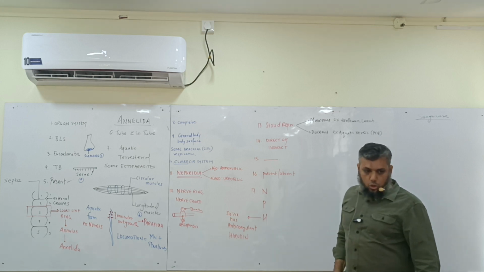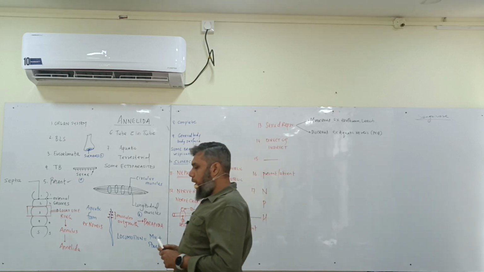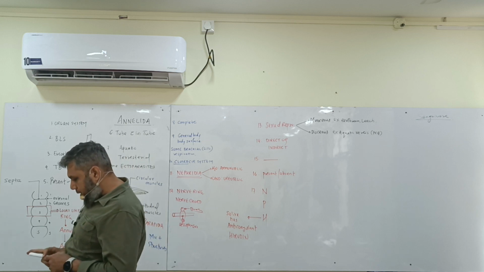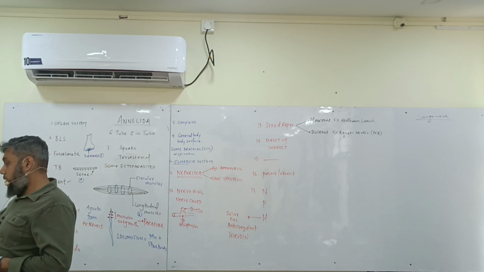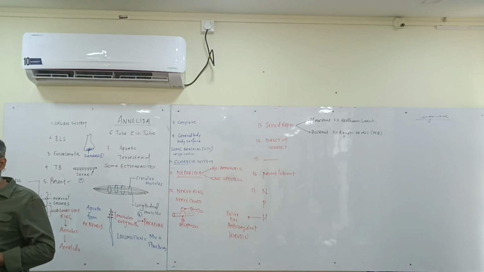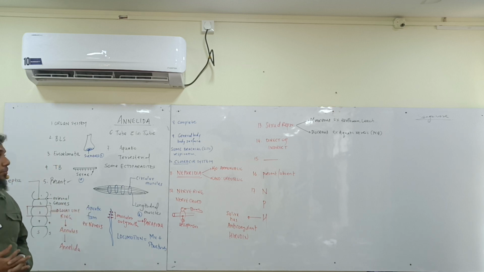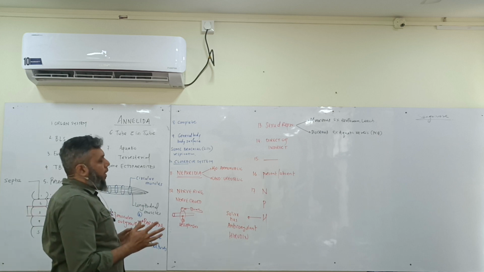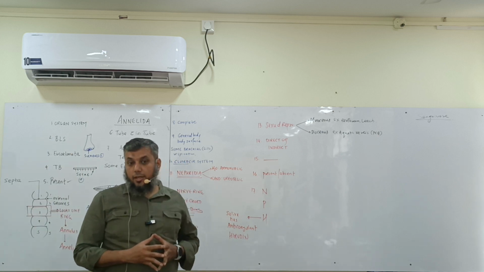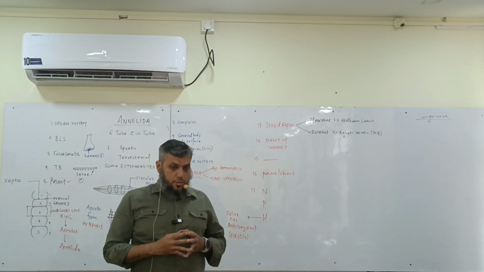Okay, so give me an example of an aquatic monoecious annelida. It is earthworm. Aquatic monoecious annelida. Aquatic monoecious नहीं, aquatic dioecious annelida. Yes.